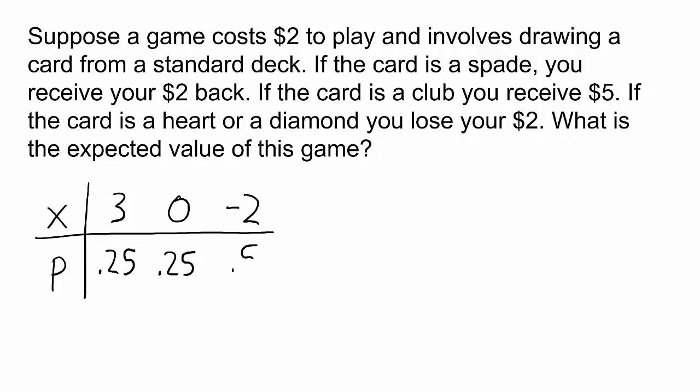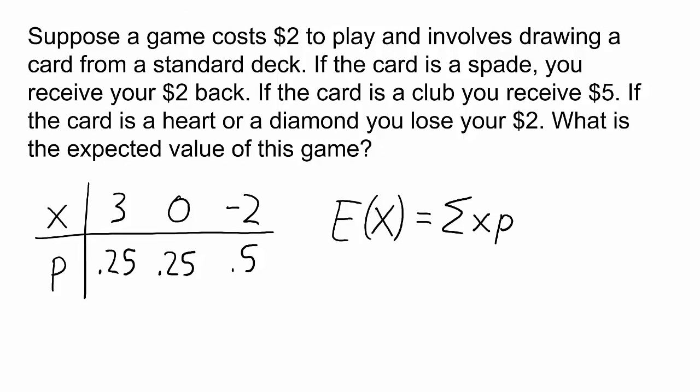probability of 0.5. To calculate the expected value, what we want to do now is multiply each of the x's times each of the p's and add them up. The way we would write that as a formula is the expected value of x equals sigma xp. So that's the sum of the x's times the p's.